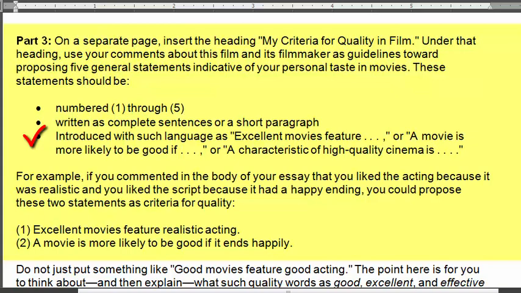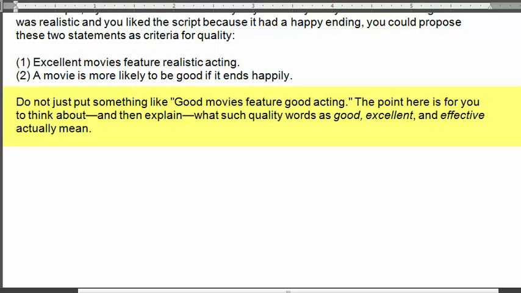For example, if you commented in the body of your essay that you liked the acting because it was realistic and you liked the script because it had a happy ending, you could propose these two statements as criteria for quality. Excellent movies feature realistic acting. A second quality, a movie is more likely to be good if it ends happily. You are cautioned, do not just put something like good movies feature good acting. The point here is for you to think about and then explain, that requires more than one sentence, what such quality words as good, excellent, and effective actually mean.